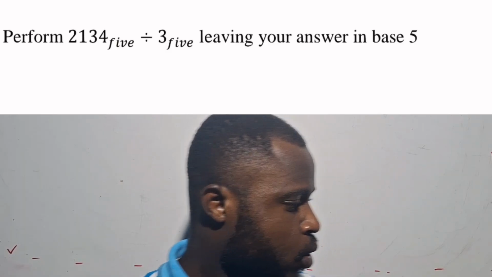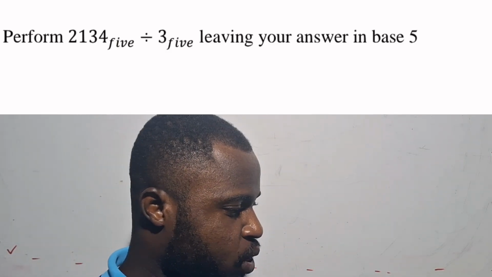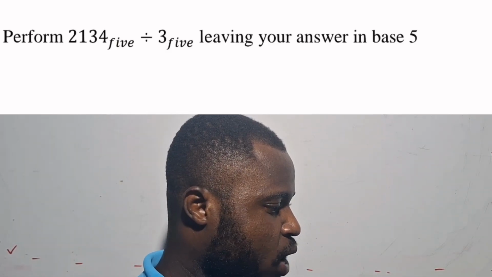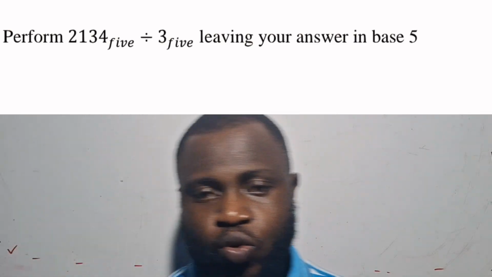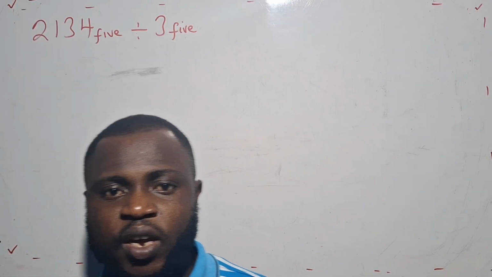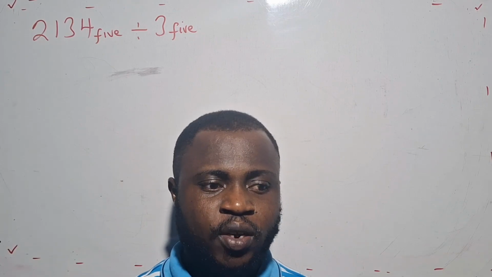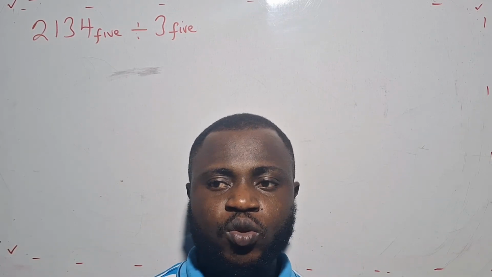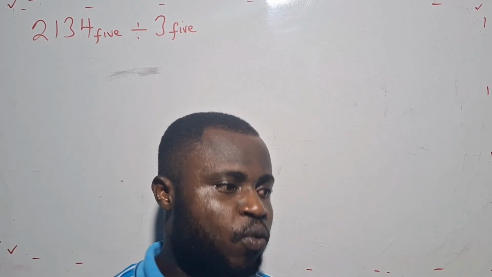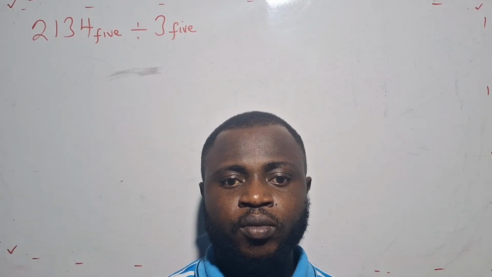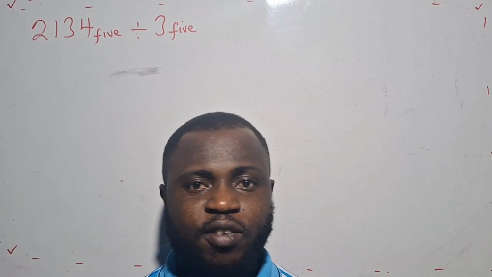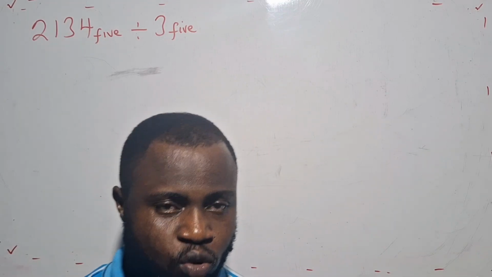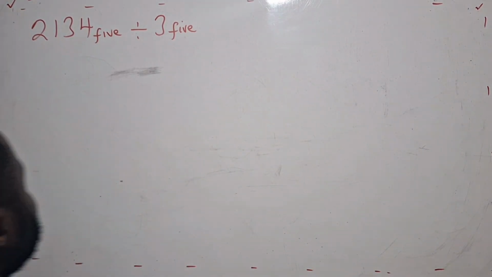On the screen, you have to perform 2, 1, 3, 4 base 5 divided by 3 base 5, leaving your answer in base 5. So how do we solve this and leave our answer in base 5? I've told you in my previous lessons that when you see questions like this, the way to solve it is to change it to the mother base, which is the decimal base, or base 10.